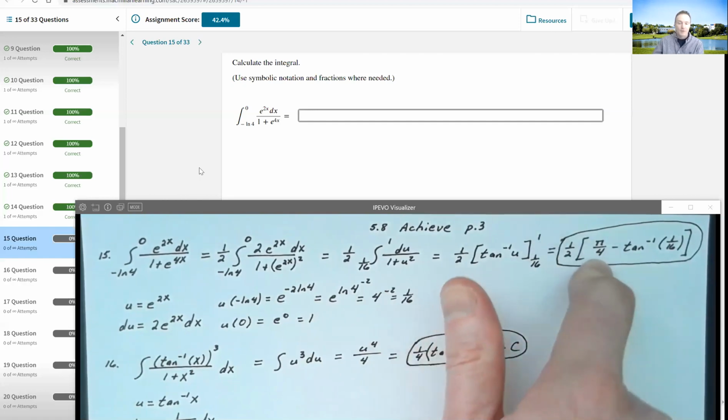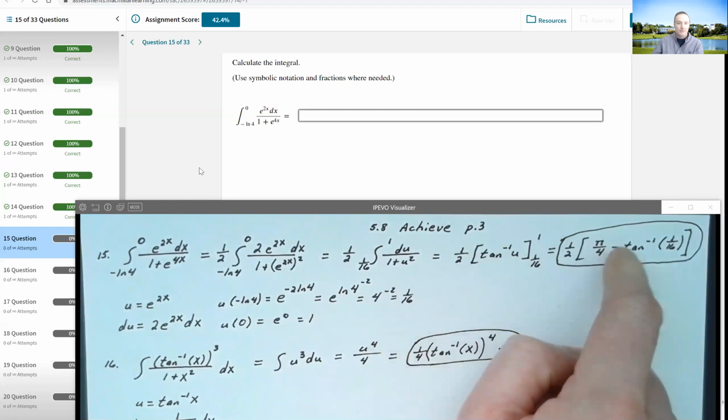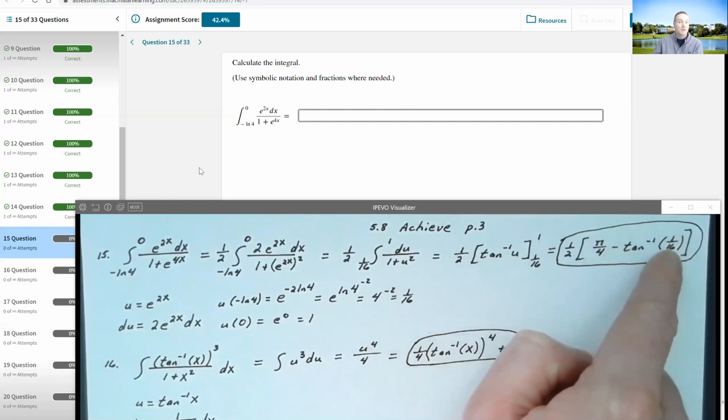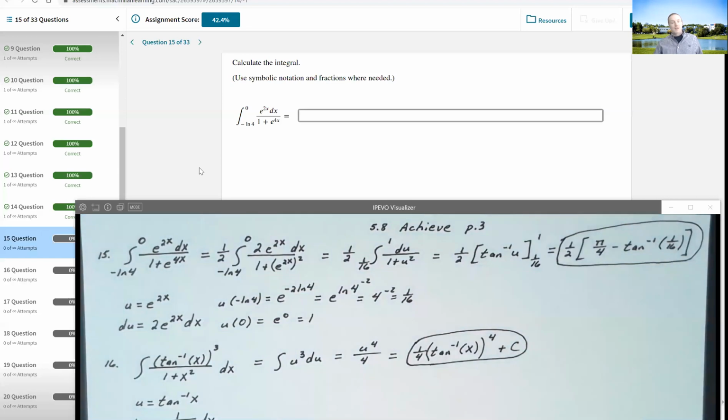Inverse tangent of 1 is pi over 4. Inverse tangent of 1/16 is not a number that is one of our standard values on the unit circle. So we just leave it as it is. And we should say this is the exact final answer, and they do not want a decimal approximation. So this is the answer that they'll request.